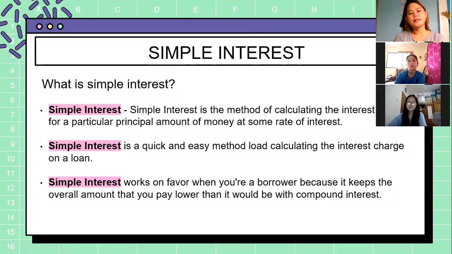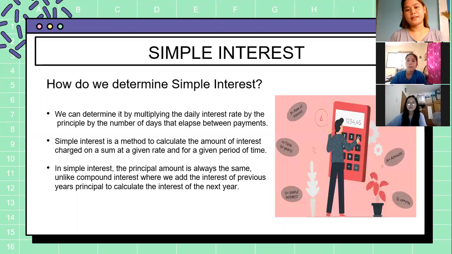In simple words, simple interest is the method of calculating the interest amount for a particular principal amount of money at some rate of interest. Simple interest is a quick and easy method of calculating the interest charged on a loan. Simple interest works in your favor when you are a borrower because it keeps the overall amount that you pay lower than it would be with compound interest.